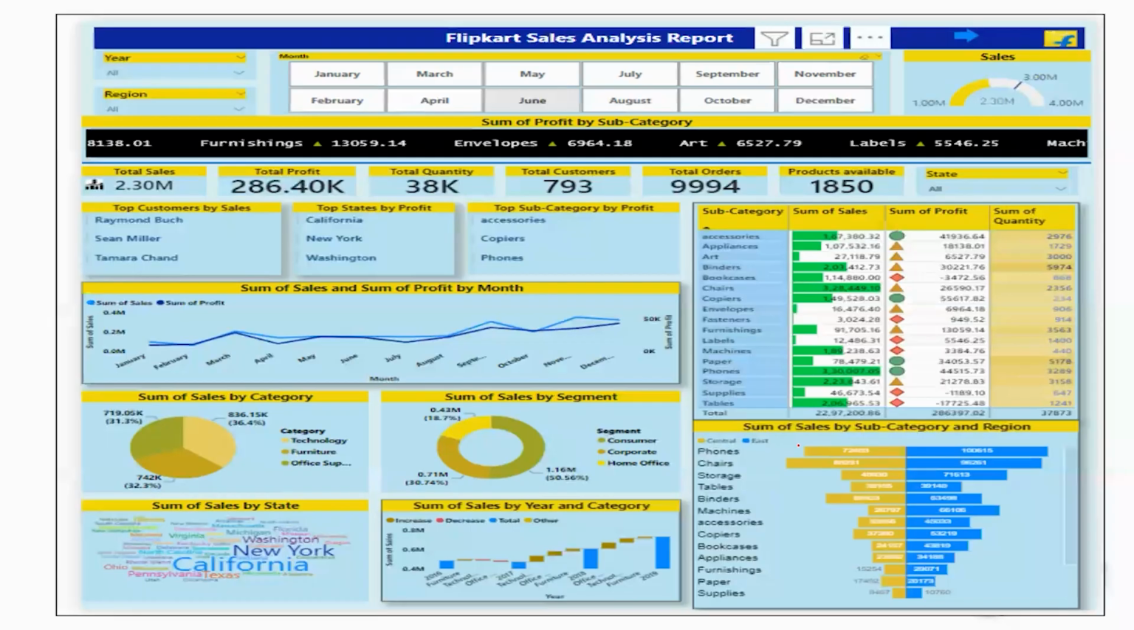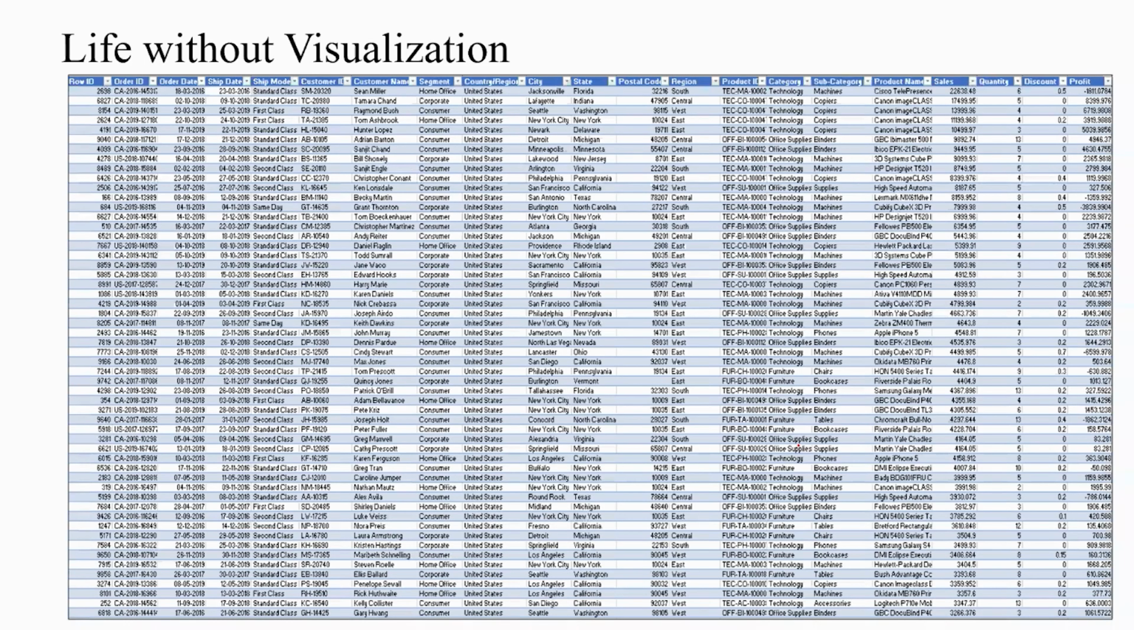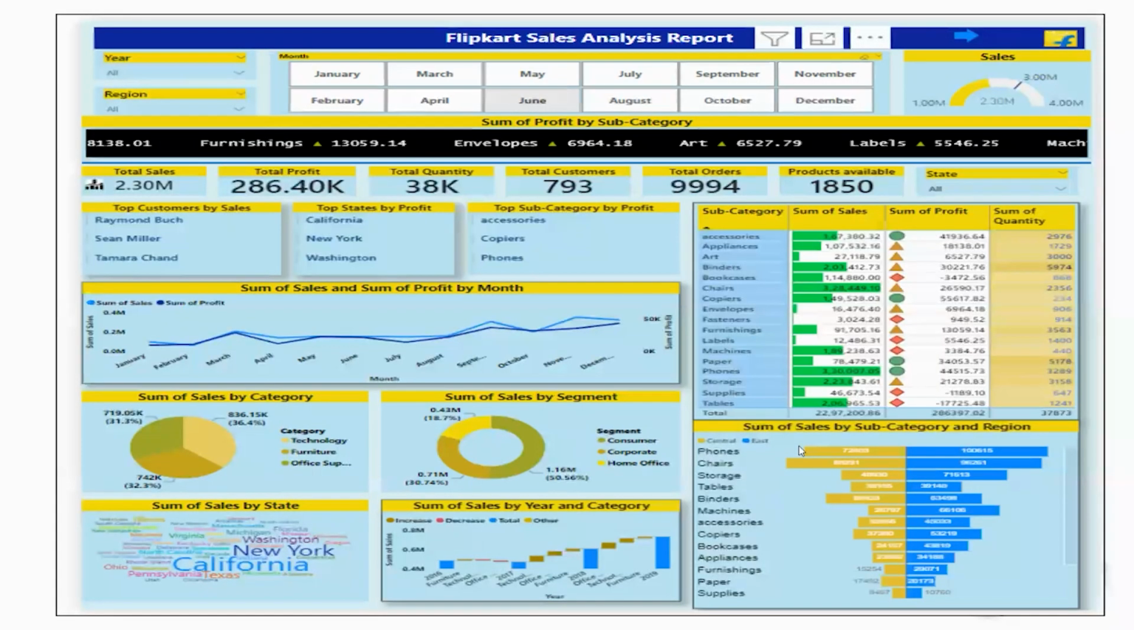With the raw data, is he able to understand anything? Nothing. But if you use this visualization concept and present a report like this, easily he will be able to understand his data, right? Whatever the volume of data, how big it is, not an issue. You can easily create this report and give insights about the business, right?